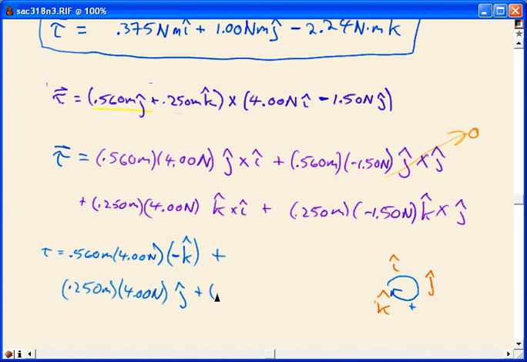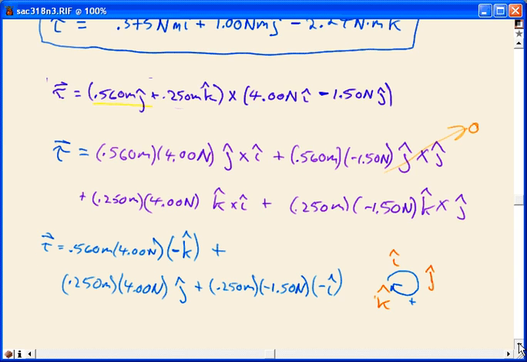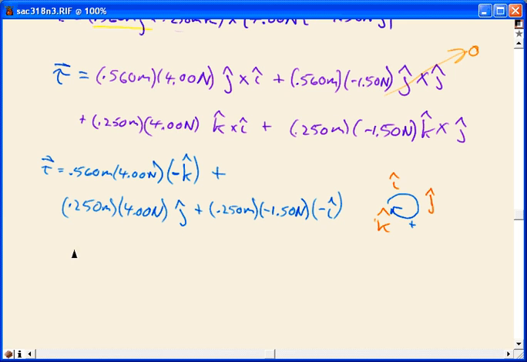And then copy that last piece down, 0.250 meters times a minus 1.50 newtons. k crossed into j. I'm going backwards again, so that gives me a minus i. All right, that's my expression for the vector tau. I'll go ahead and simplify it a little bit.